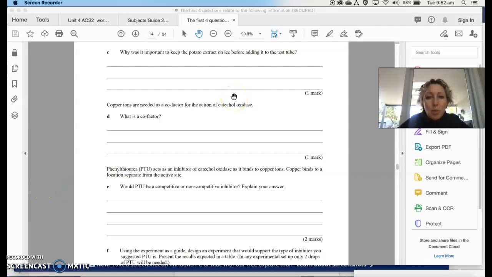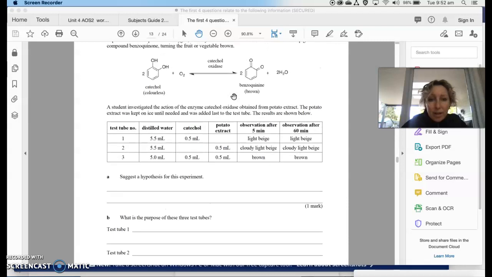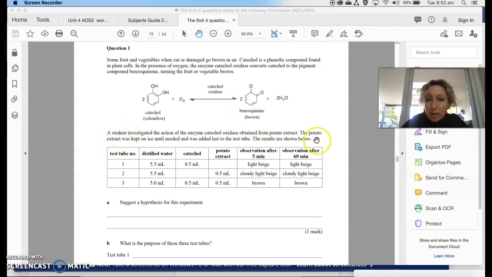So why is it important to keep the potato extract on ice before adding it to the test tube? So let's find that in the text. Let's circle that. The potato extract was kept on ice until needed and was then added to the test tube. So you know that potato extract is the source of the enzyme. So why are we keeping the enzyme cold? Remembering that it's not pure enzyme, it's enzyme in potato.